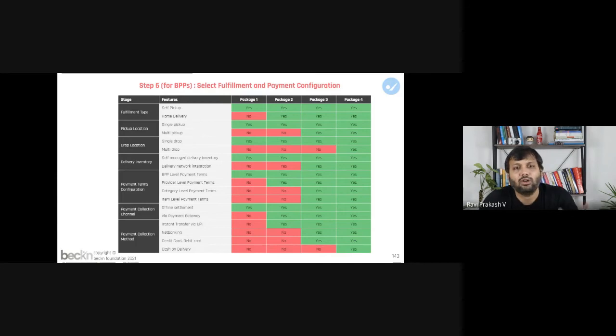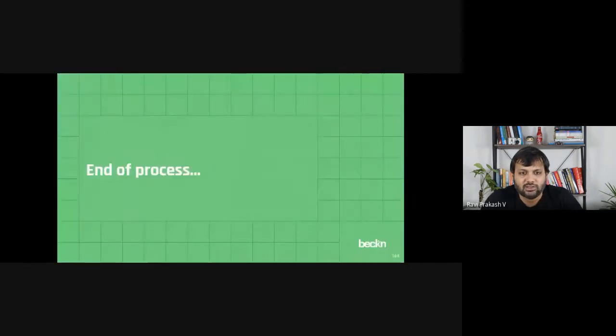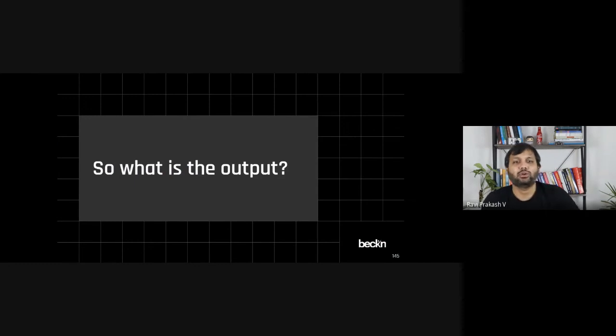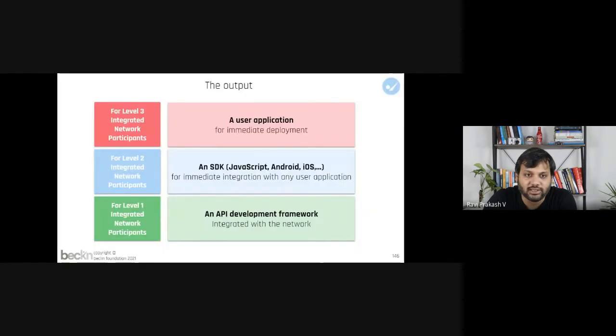Once all of these use cases have been selected by a BAP and a BPP, that ends the total process. What is the final output after this entire selection process? The final output, as I mentioned earlier, can be of three types. There are three levels of integration which any participant selects at the beginning. If a participant selected a level 1 integration, what he will basically get is an API development framework.